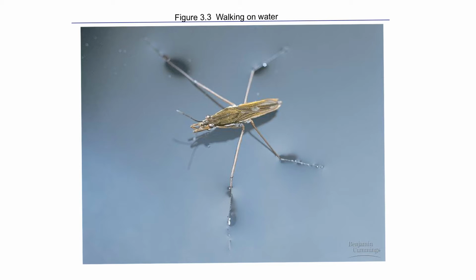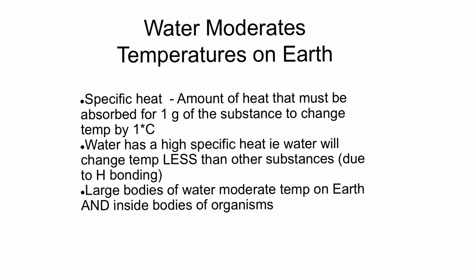So I grew up in Ohio, and we used to call these bugs Jesus bugs because they could walk on water. But this insect is utilizing the characteristic of surface tension, right? So water has a high surface tension. This bug could not do that if this was a lake of alcohol, say. But it's using the surface tension and its specially designed feet to be able to take advantage of that.